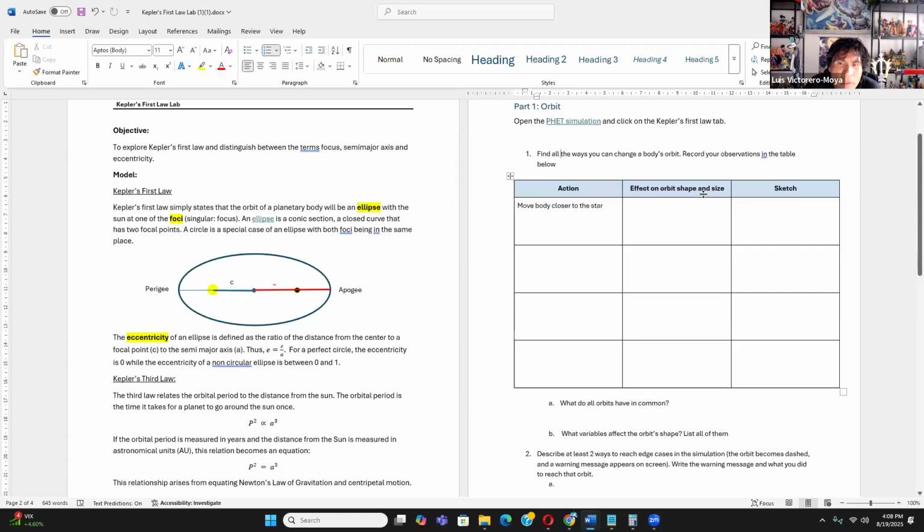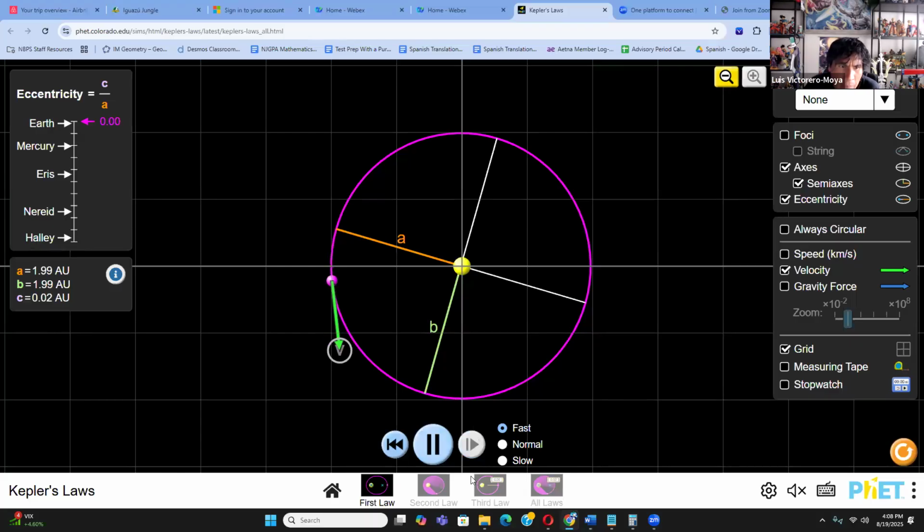Now, the effect on the orbit shape and size. You can see what happens as you click the simulation, as you play the simulation. You notice that there is not much of a change in the orbital period. So that's something you can comment about.